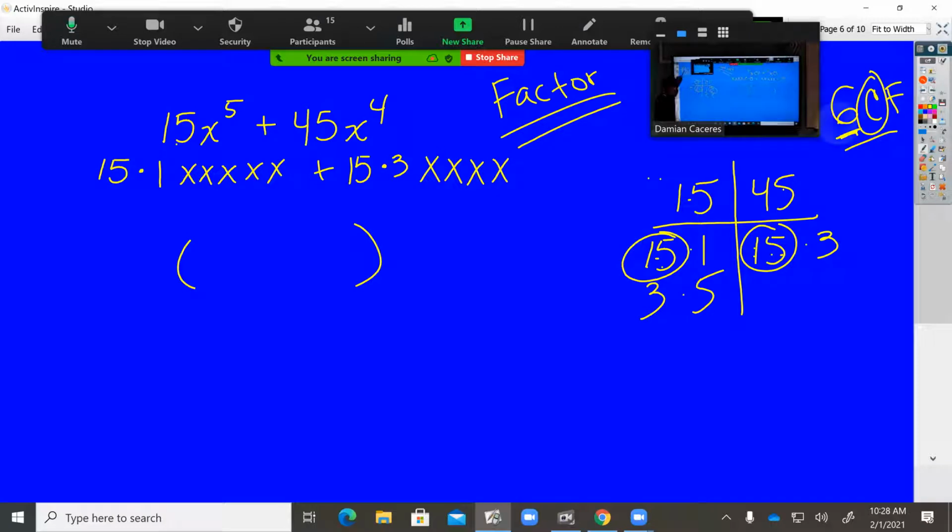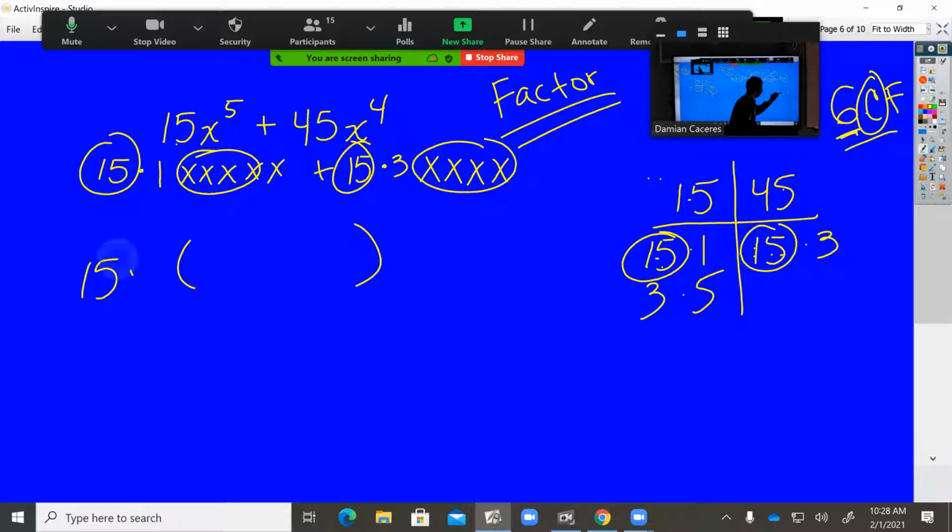Now remember, greatest common factor. Let's see what they have in common. They both have a 15. And they both have how many x's? 4. 4 here, 4 here. Whatever you circled is your greatest common factor. It goes outside the parentheses. 15 and 4 x's. Whatever you didn't circle is still in here.